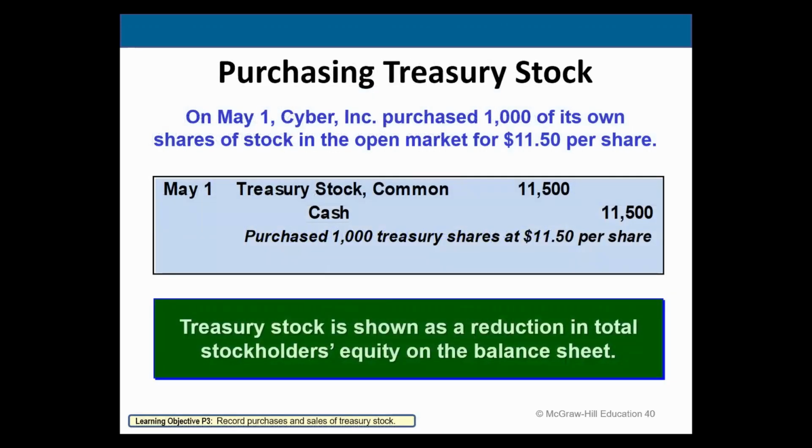So, the purchasing of treasury stock. Cyber purchases 1,000 of its own shares for $11,500 on May the 1st, which is recorded as shown. And so we have a debit to treasury stock common of $11,500, and then we credit cash the amount of $11,500. This entry reduces equity through the debit of the treasury stock account, which is a contra equity account.